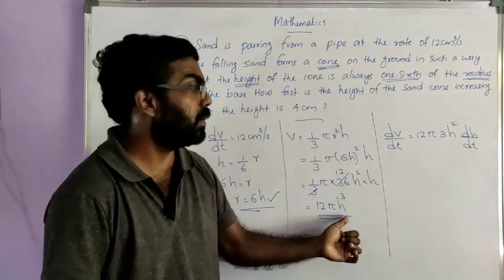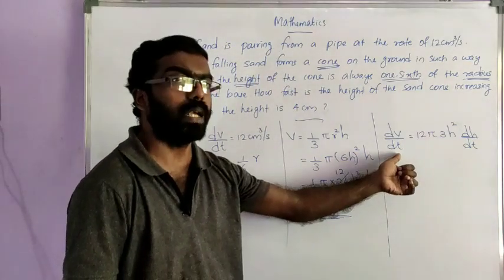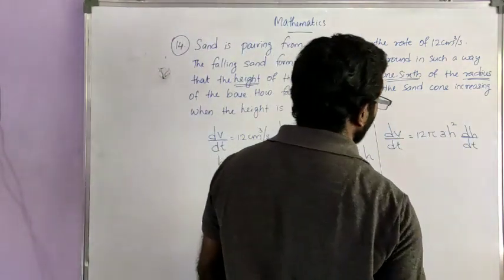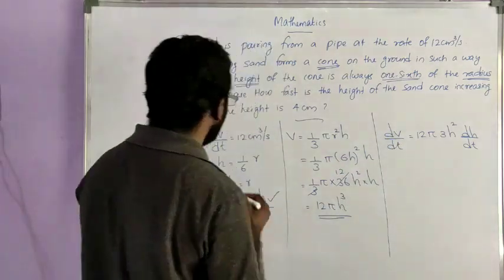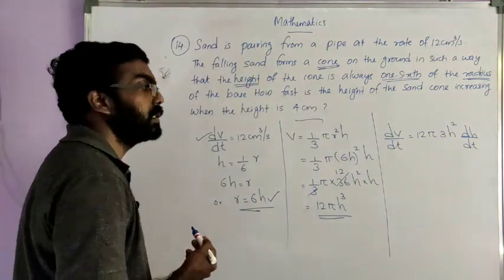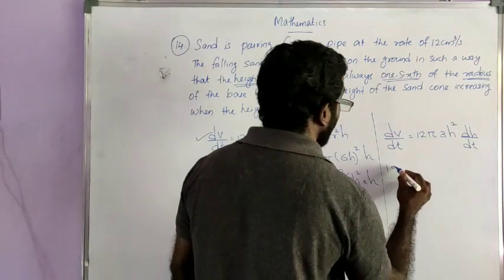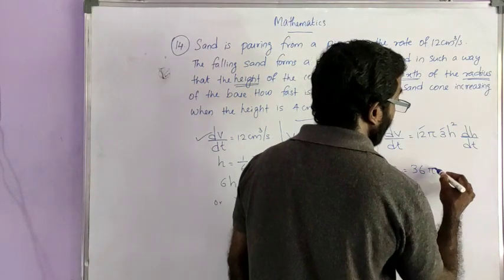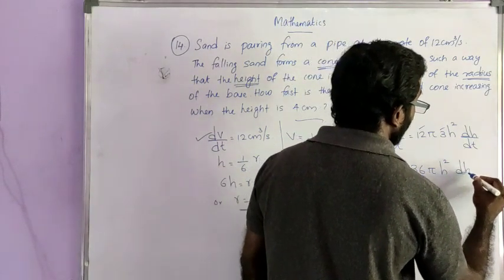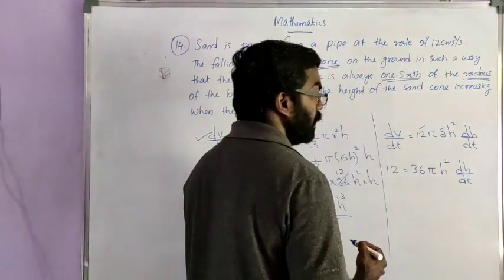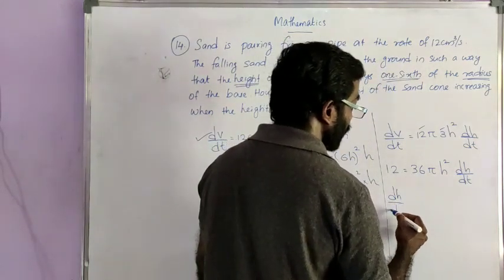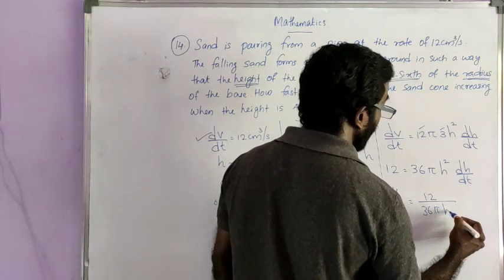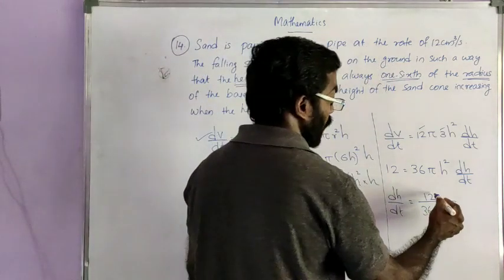The derivative of h cube with respect to t, that's why we multiply by dh by dt: 3h square into dh by dt. And we are given dV by dt as 12 centimeter cube per second. So here we can replace the value. 12 is equal to 12 into 3, that is 36 pi h square into dh by dt. Or dh by dt is equal to 12 divided by 36 pi h square. Clear?